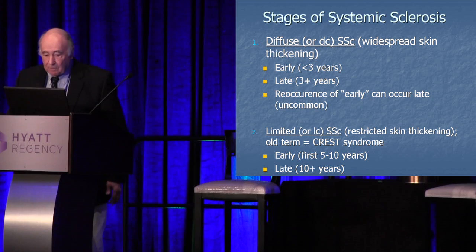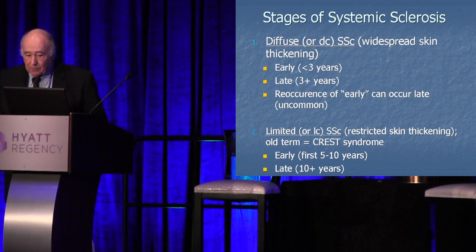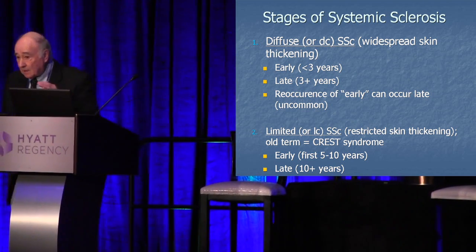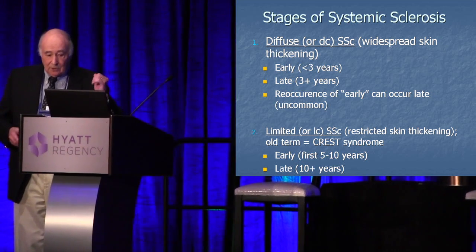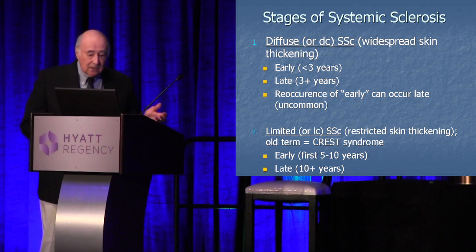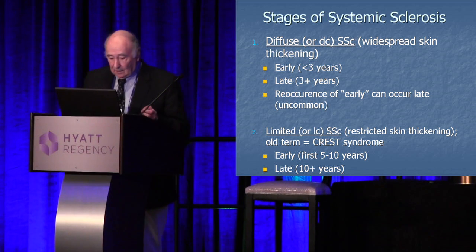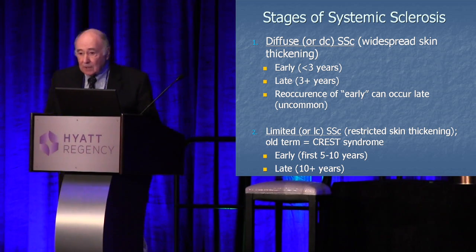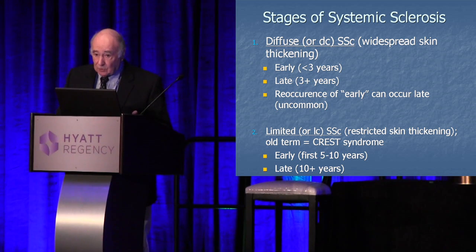And so, just for background, you're probably all aware that we divide scleroderma patients into those with diffuse or widespread skin thickening and limited or restricted skin thickening. For the latter, the term that's been used in the past is CREST syndrome, but we don't ordinarily use that today. Each of these subsets of disease can be divided into two categories, early and late.